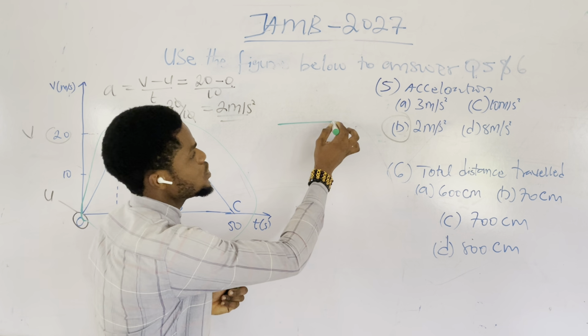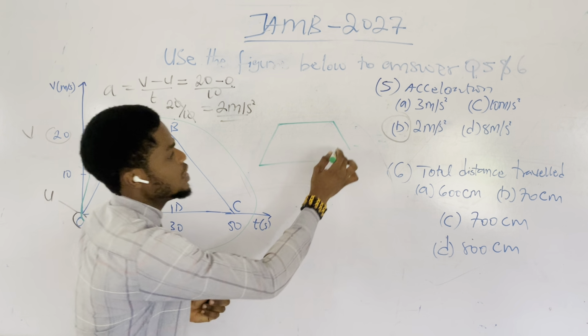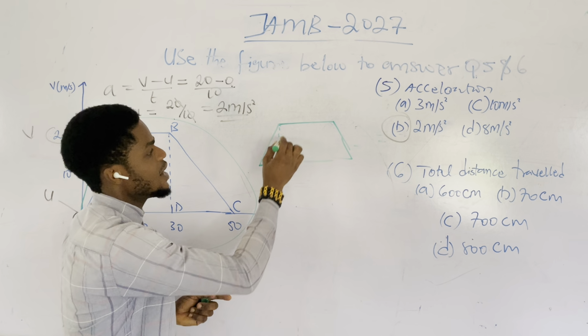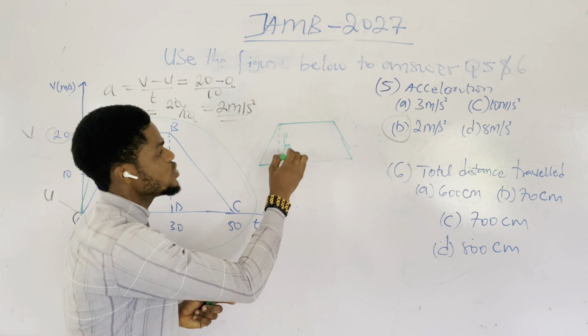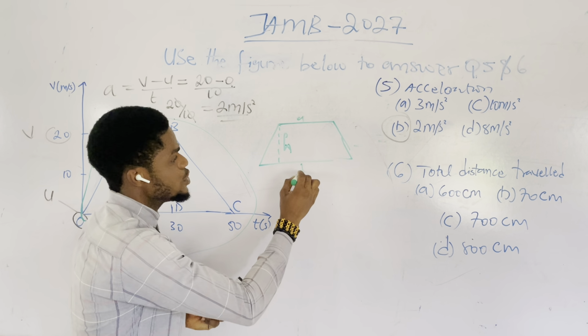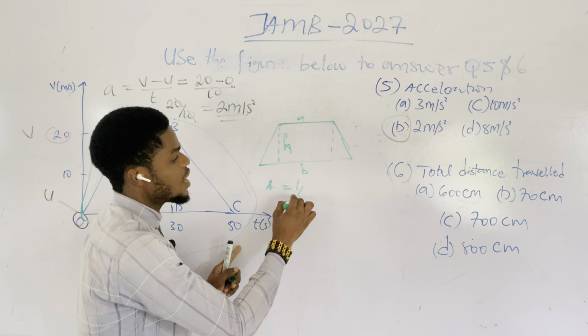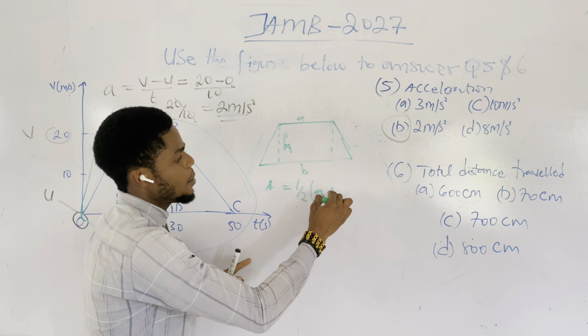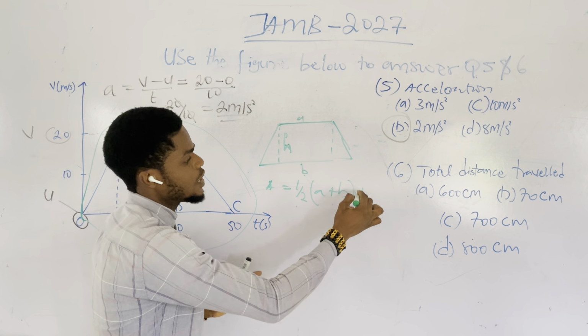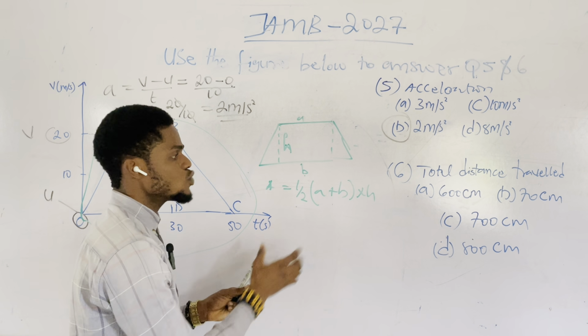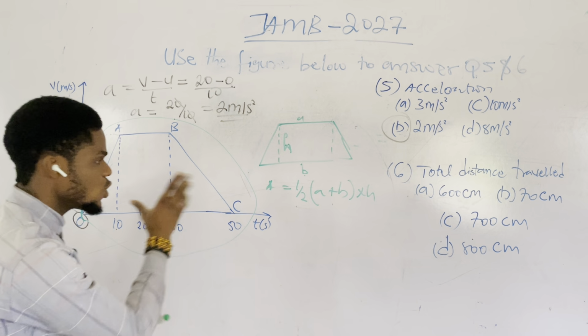Now let me quickly recall your memory on a diagram of a trapezium. This is a trapezium, and this is the height of the trapezium. Now, if I label this point A and this point B, the area of a trapezium is given as half times A plus B times height. So we are going to apply this principle in solving this.